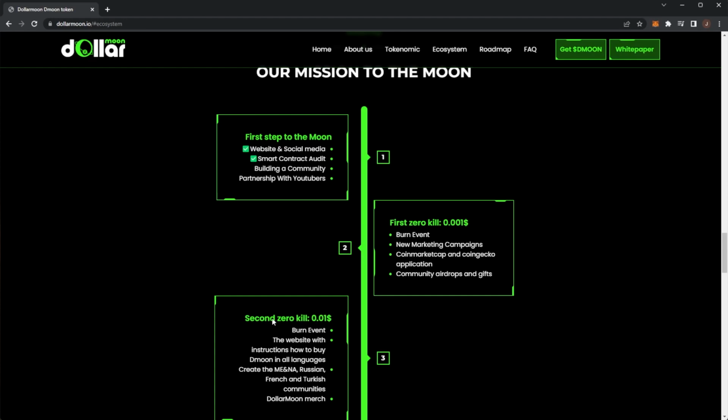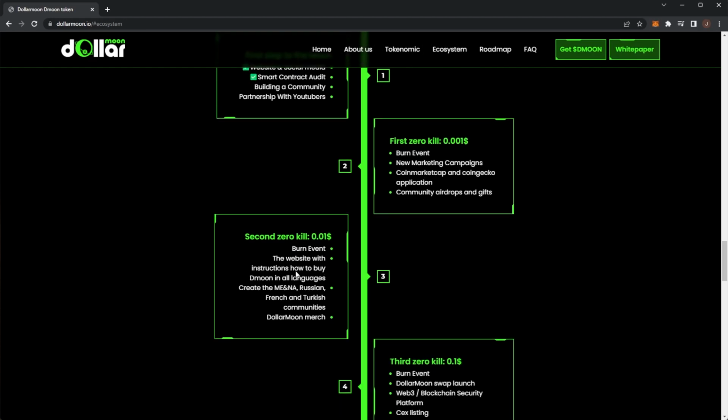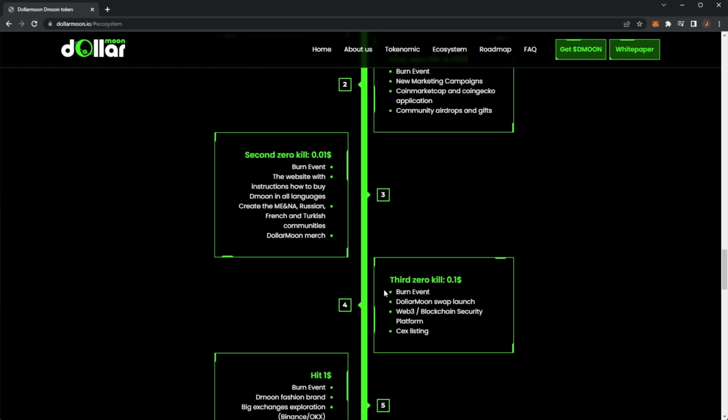Then once the second zero is gone, there'll be another burn event, the website with instructions on how to buy DMoon in all languages, create the MENA, Russian, French and Turkish communities, and Dollar Moon merch. Then when we get up to 10 cent, the third zero is killed, another burn event, Dollar Moon swap launch, Web3 blockchain security platform and centralized exchange listing.